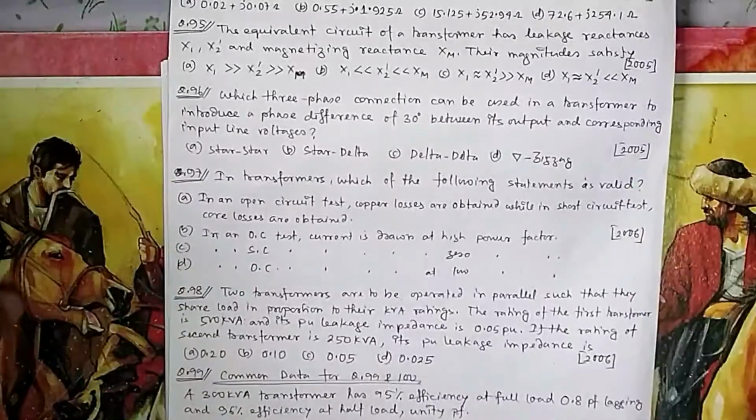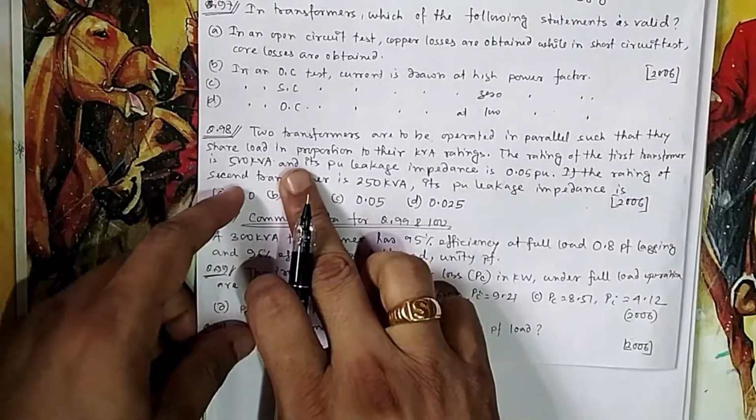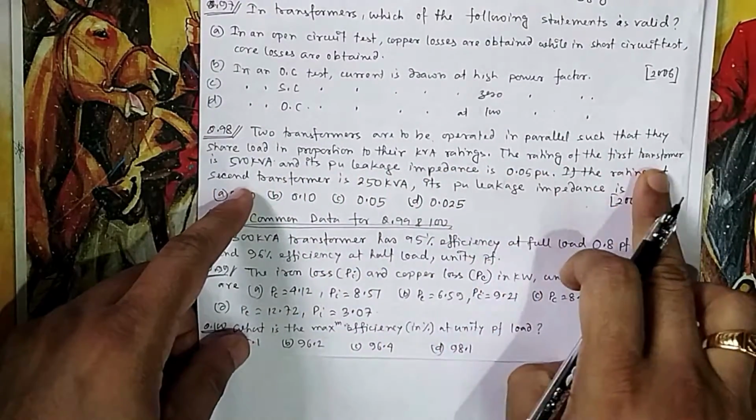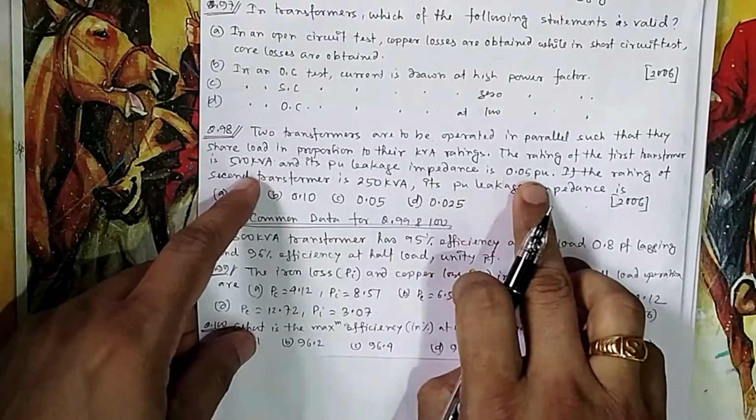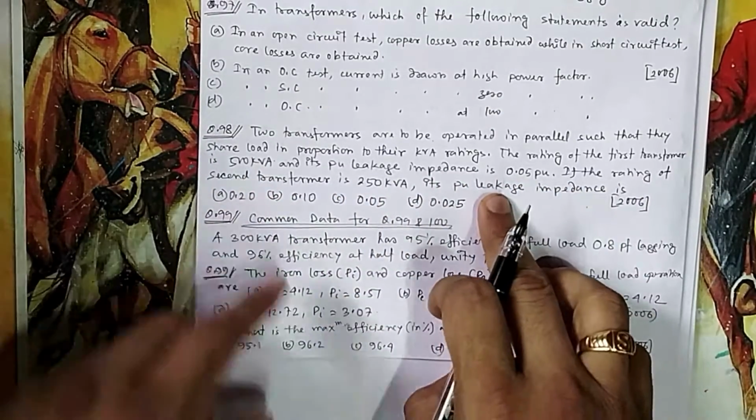So in question number 98, two transformers are to be operated in parallel such that they share load in proportion to their kVA rating. The rating of the first transformer is given, and their per unit impedance is this. The rating of the second transformer is 250, with its per unit leakage. So we have studied this one.